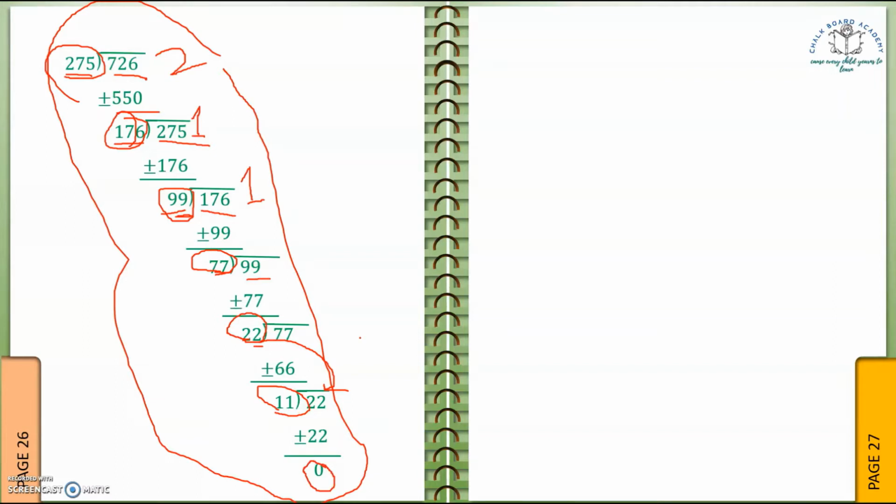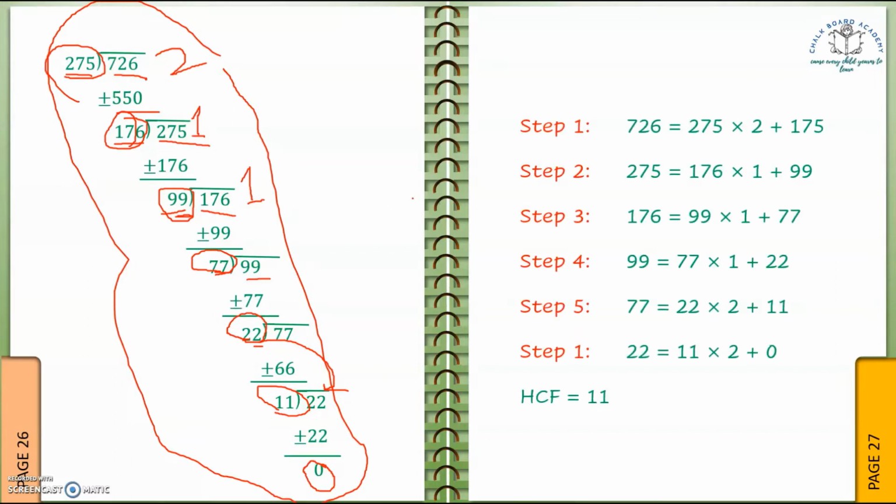Now putting that in the form of steps. The first step says 726, which we were dividing here, is equal to 275 into 2, that is divisor into quotient, plus remainder 176. That is the first step. Now the second step, where we are dividing 275: 275 is equal to 176 into 1 plus 99.